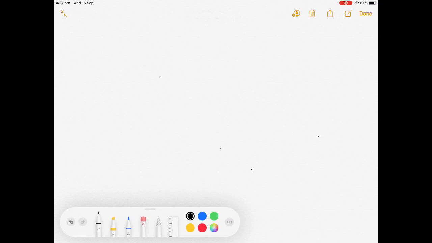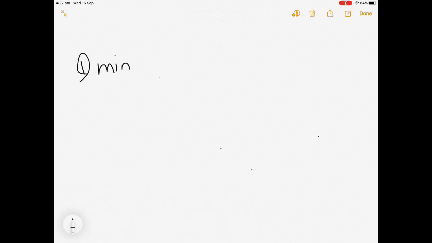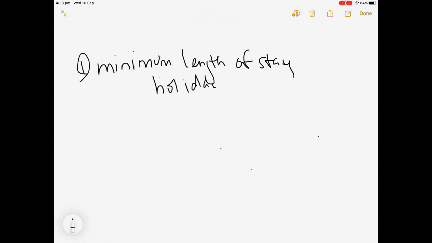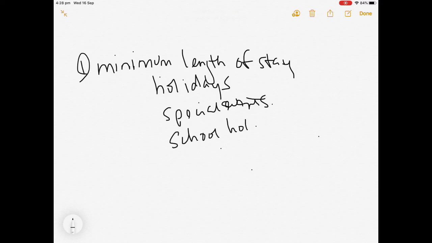Okay, so kind of the final thing to think about with regard to how do we increase our room revenue. One is what we call minimum length of stay, okay? So this often happens on holidays, special events, that sort of thing, school holidays, okay, where they don't want to miss any opportunity for earning money, so they will say, oh, it's a 3-day minimum or it's a 5-day minimum, whatever it may be.